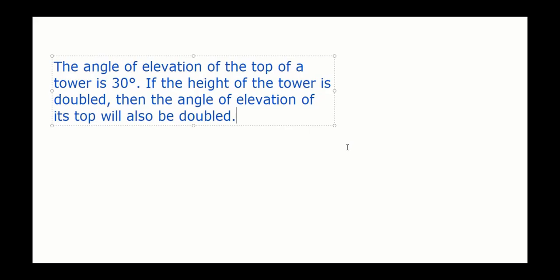Shasta says true. Nikhil says false. Okay, false. Explain, please. Sir, because theta is equal to 60 degree. So it has become double. Then you are saying true, is it? Yes, sir. Okay. Nikhil, you explain. What are your views?